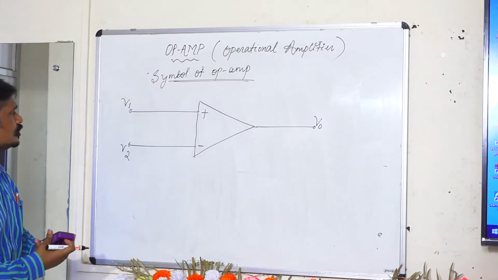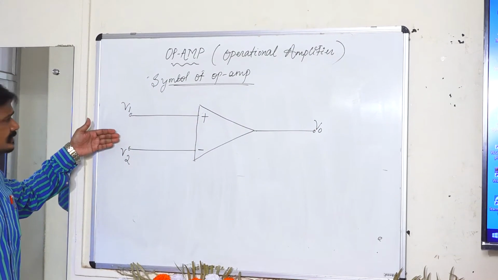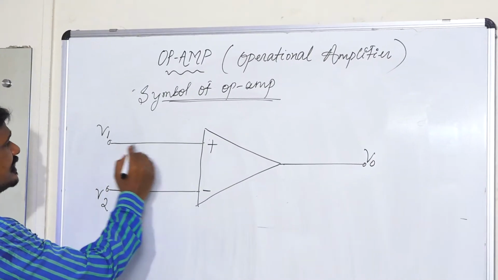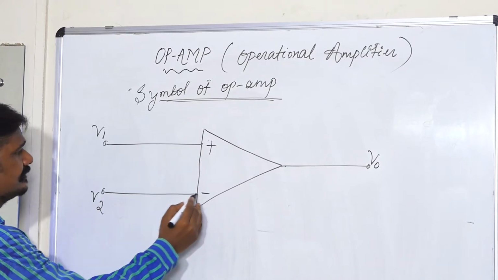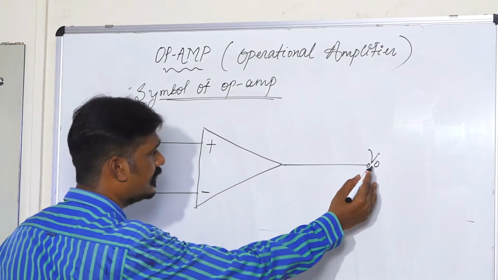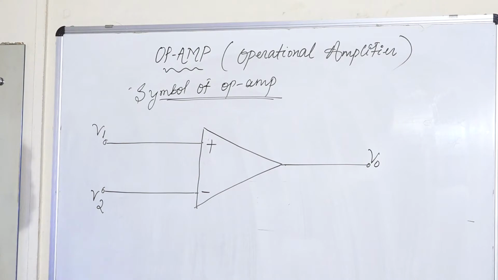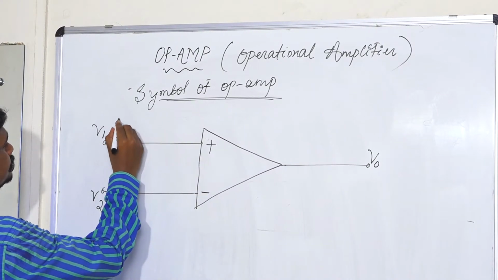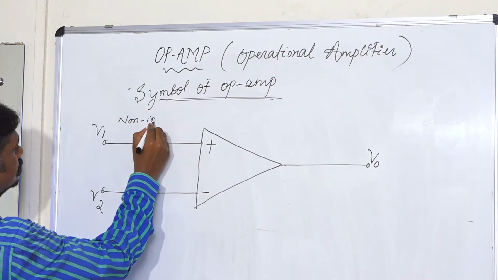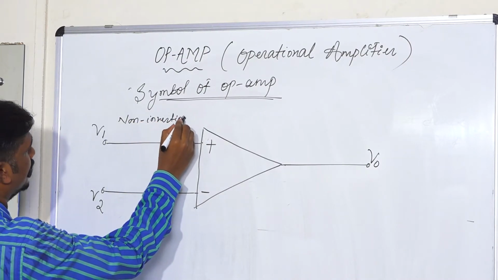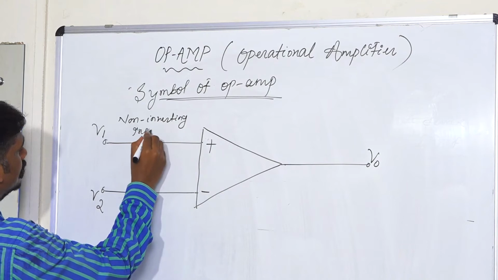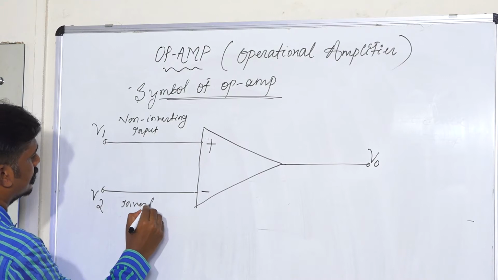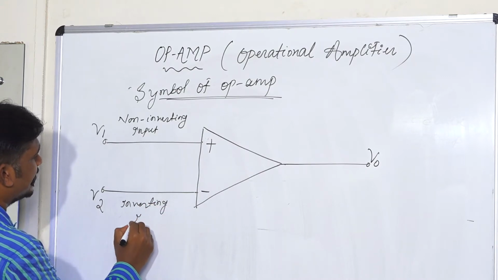As you see, two input voltages are here. One is V1 and another one is V2. V1 is given to the positive end and V2 given to the negative end. And here is the output voltage. So the positive end is known as the non-inverting input and the negative end is known as your inverting input.